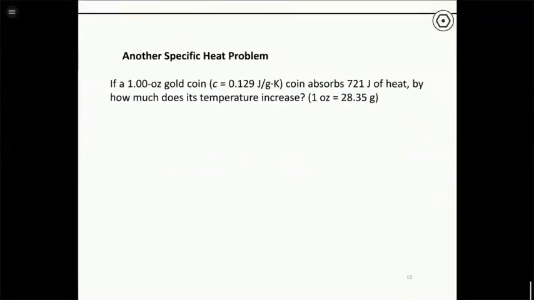I'll do this last one in the notes, but this is really the same thing, same equation. We're just solving for specific heat instead. So Q equals mc delta T, and we solve for the specific heat. I'll go through that in the notes, and you can try this one on your own.